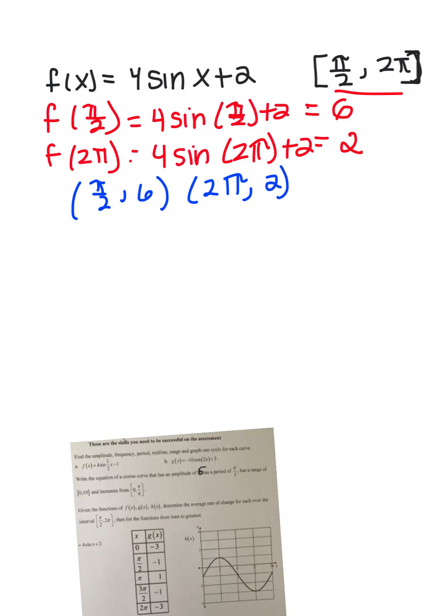All right, so find the average rate of change. So remember, it's 6 minus 2. It's y minus y over x minus x. Pi over 2 minus 2 pi. Just use the fraction button. So delta y over delta x equals. Type in 6 minus 2 in the numerator. And then in the denominator, you're going to type in pi over 2 minus 2 pi.